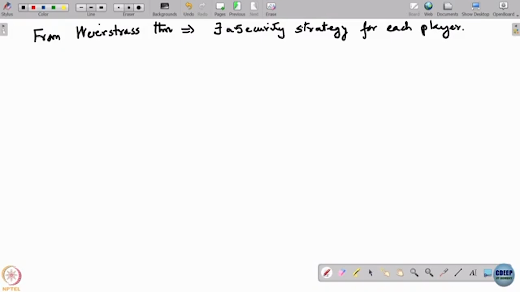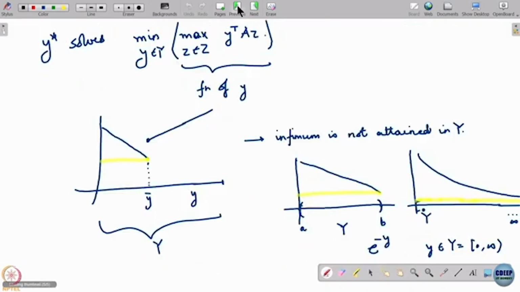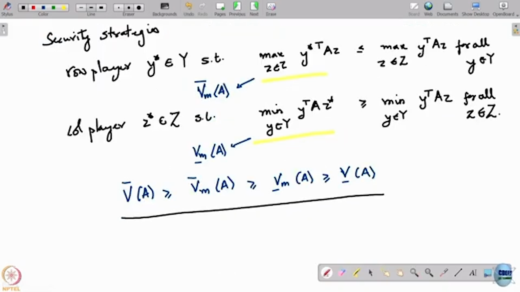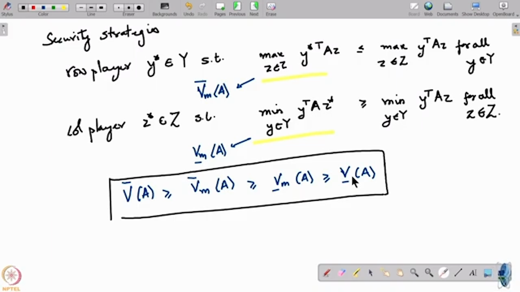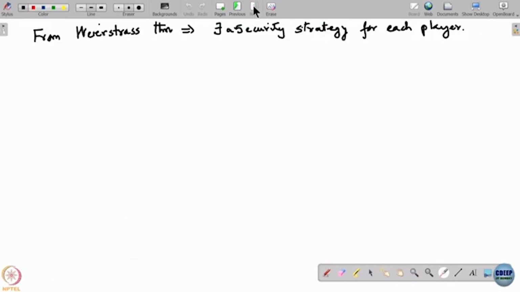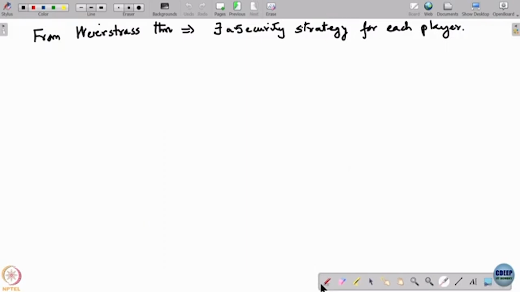So the inequality that I just wrote out, this whole chain of inequalities, is now proper. That V upper bar is greater than or equal to Vm upper bar, which is greater than or equal to Vm lower bar, which is greater than or equal to V lower bar. This is fine. Now that security strategies exist, we can again define a saddle point.